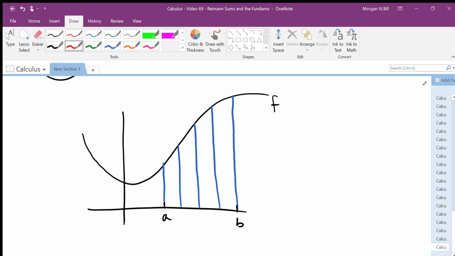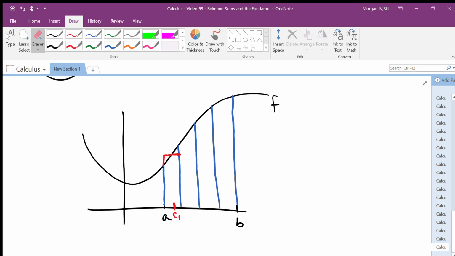It doesn't matter where. I'm just going to pick some point c. I'm going to call this c1 because it's some point c in my first rectangle. It may be the middle, the right, the left, or just some point in there. And so I'm going to pick the height of that rectangle coming from c1. It's going to look something like that.